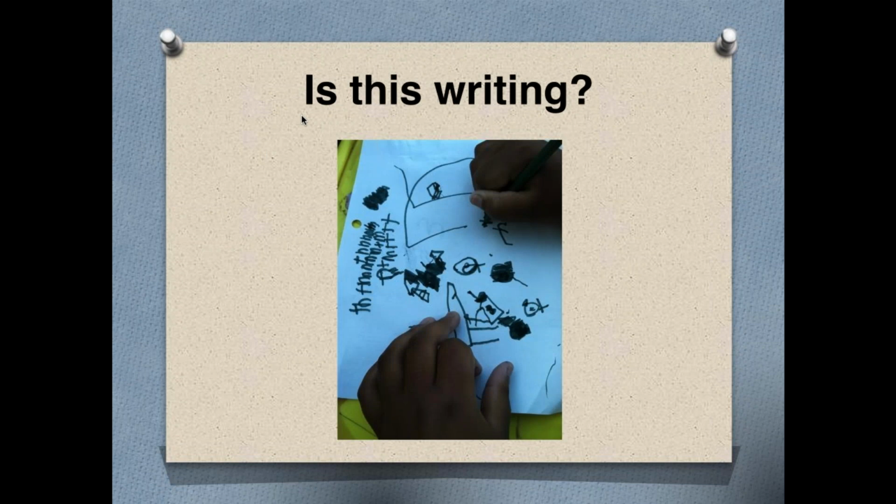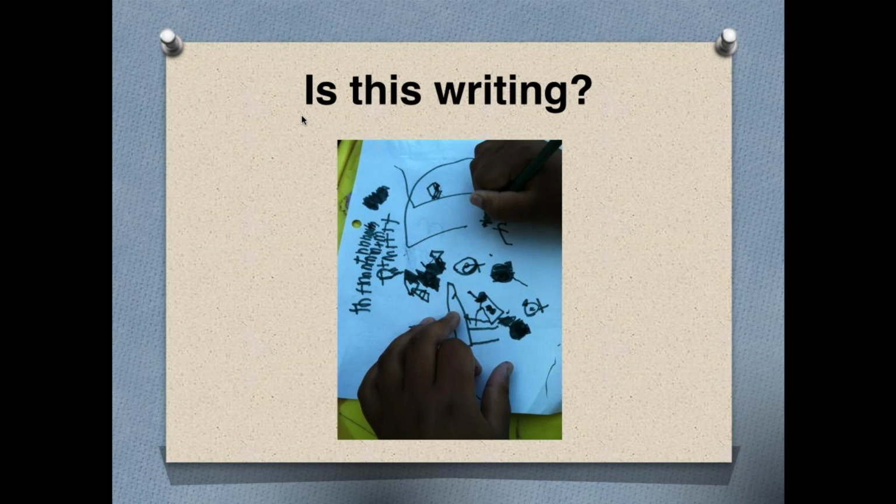How about this? This is one of our students with Angelman syndrome, and this is clearly writing. You can see writing at the top of her page because we can see how she's distinguishing between writing and drawing.